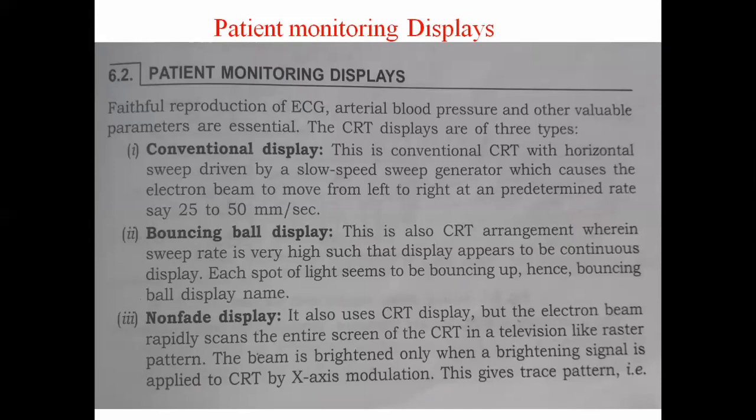For the conventional display system we use the oscilloscope, and that oscilloscope has a sweep generator. A slow speed generator can be used, and the generated sweep rates are 25 and 50 millimeters per second.